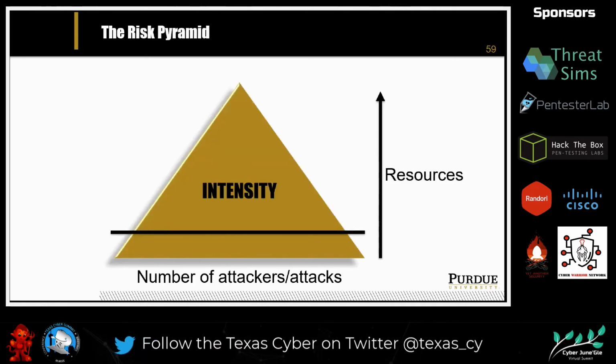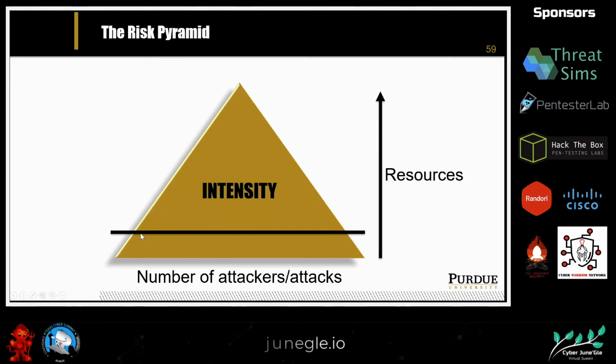So looking at the risk pyramid, if you have low level of defenses, is the cursor going through? I think it should be going through, but I'm just checking.